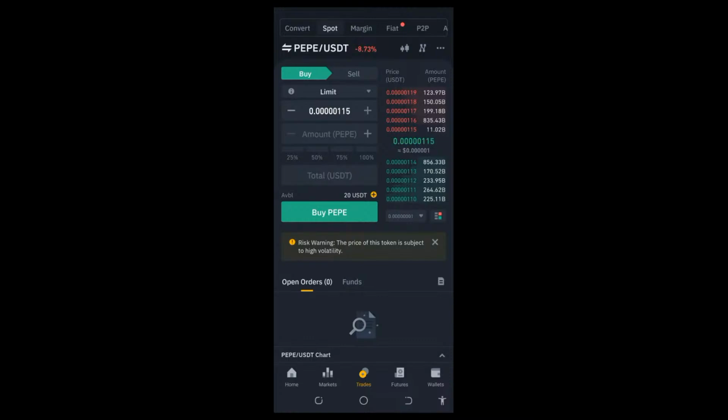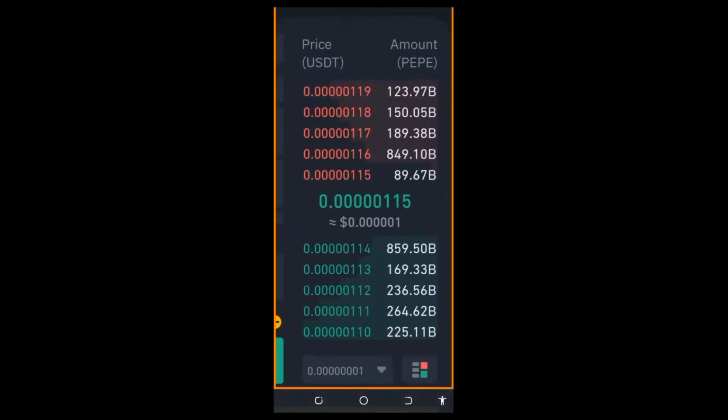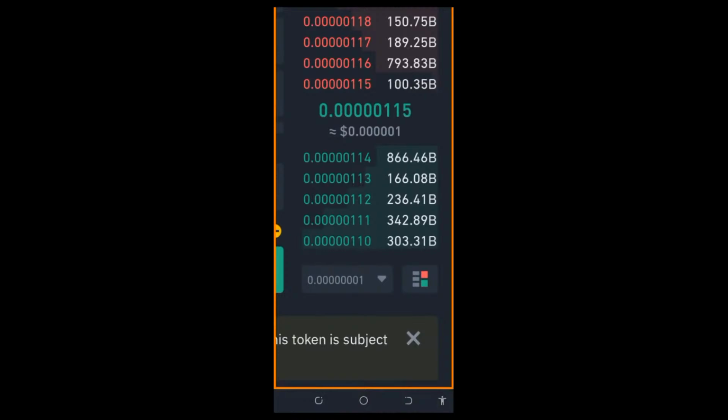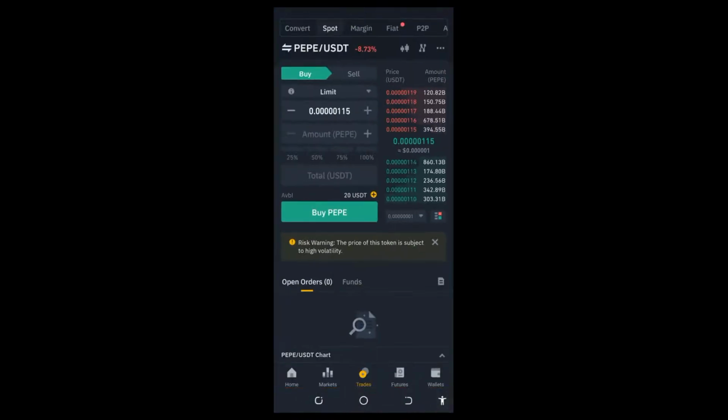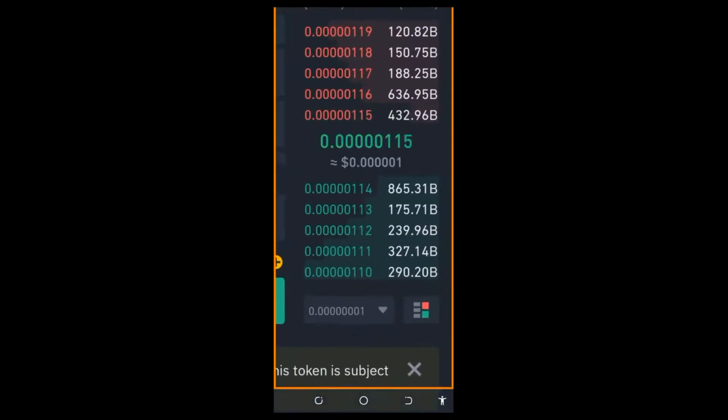Now, look at this. Can you see how this is fluctuating? It's fluctuating between 115, 114, 116. It's just going up and down. And that's the thing. When you come over to a place where you want to do your spot trading, you have to have velocity. Can you see what's going on here? That shows you that things are moving. Can you see how it's moving? That's how we want to see it.